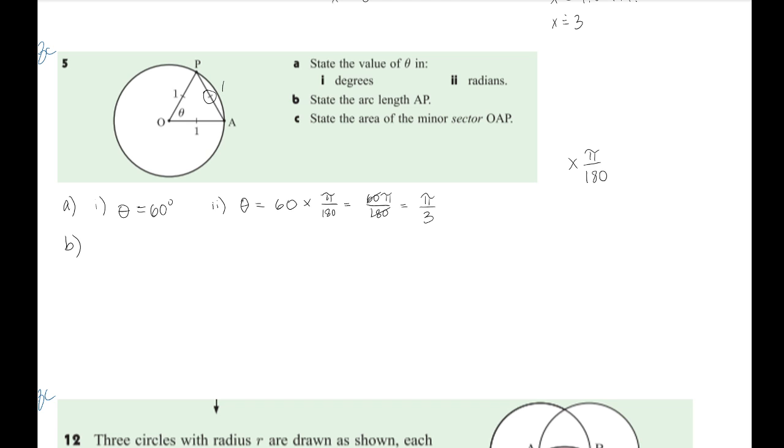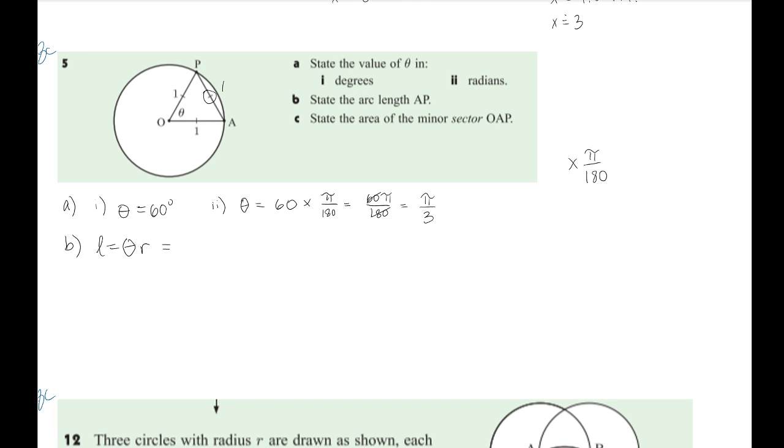Next, I am asked to state the arc length AP. Now, arc length is a formula that is provided in the formula booklet, so this one you don't have to worry about knowing. The conversion from degrees to radians and back, you do need to know. But arc length being theta times r, that's given to you directly, so you don't even have to sweat it.